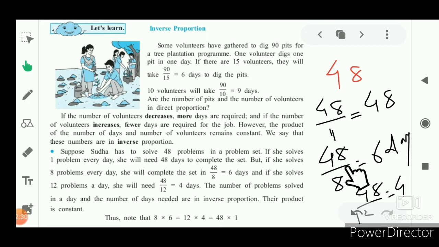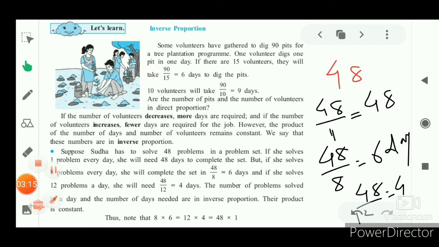So here the number of problems that is to be solved in a day is increased from 1 to 8, then the number of days is decreased from 48 to 6. That means that the number of problems that is to be solved in a day is inversely proportional to the number of days required to complete the work.